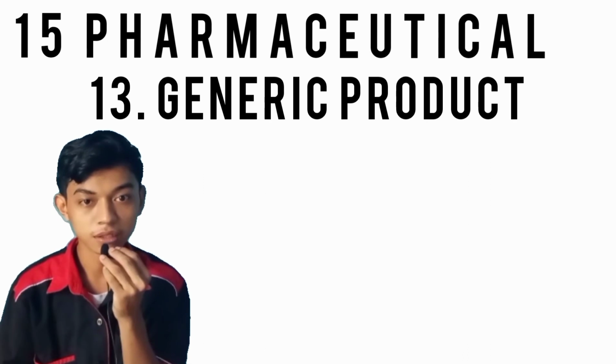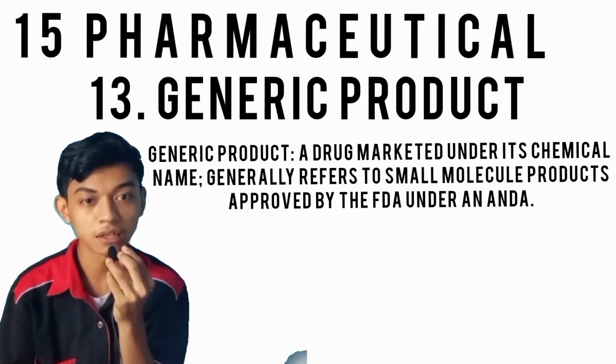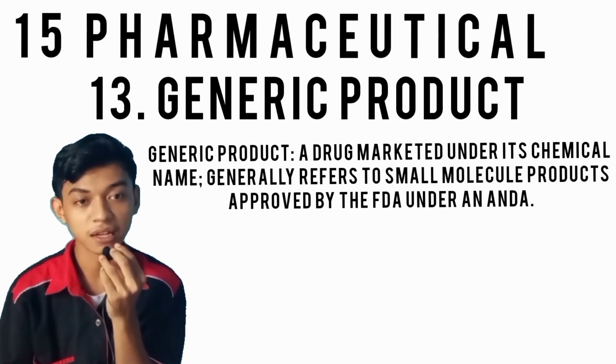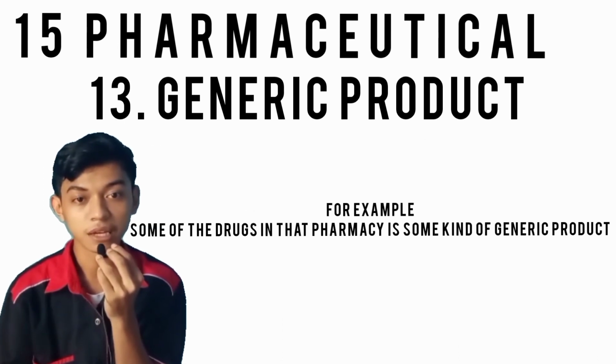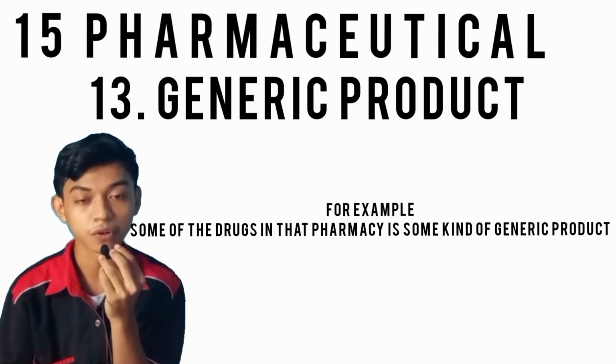Number 13. Generic product. Generic product is a drug marketed under its chemical name. Generic refers to small molecule products approved by the FDA under an ANDA. Example, some of the drugs in that pharmacy are some kind of generic product.